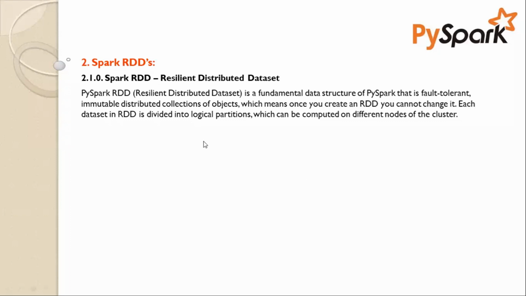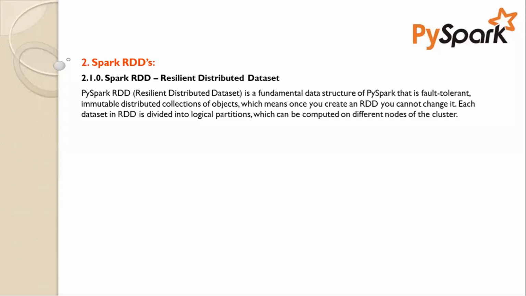And immutable means once we create any RDD, we cannot change it. We can create one more RDD with whatever changes you want to make, and then create a new RDD, but not change the existing RDD. That is called immutable. So you can create an RDD, but you cannot change it.